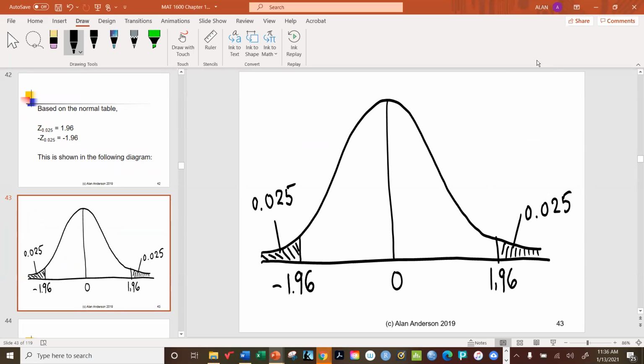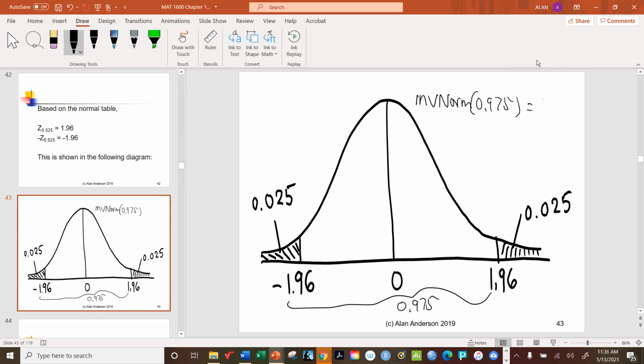How do you know? Because if you go to INV norm of 0.975, in other words, everything from this point down adds up to 0.975, you will in fact get your 1.96. If you do INV norm of 0.025, it's negative 1.96, again, because of the symmetry of the distribution. So those are the critical values.